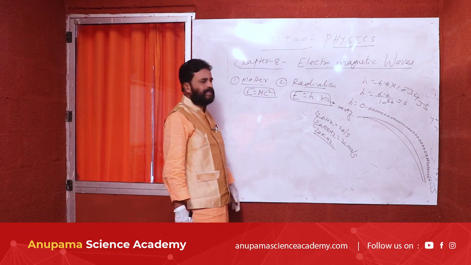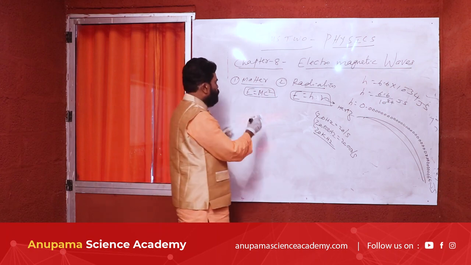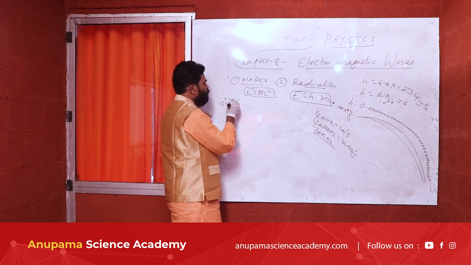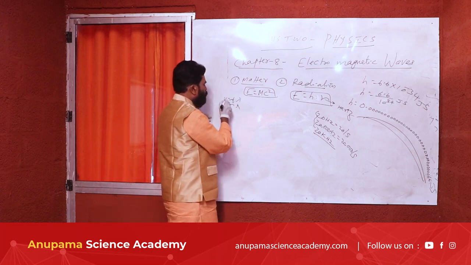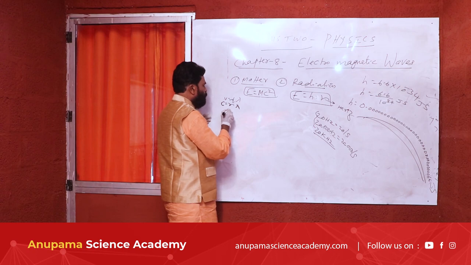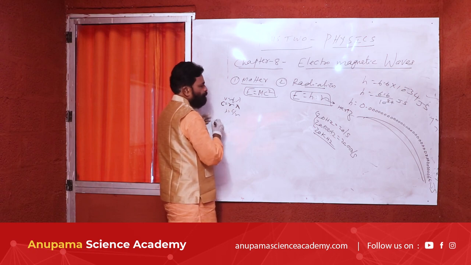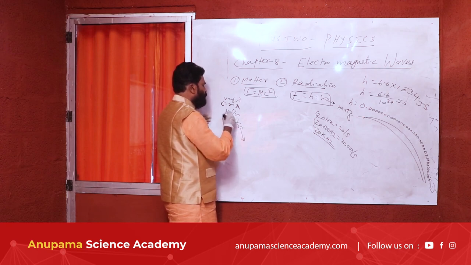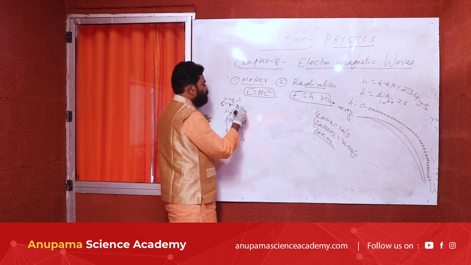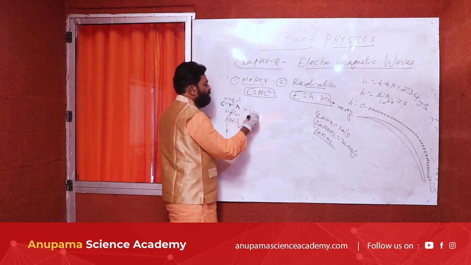Usually light is expressed in wavelength. You know c equals nu lambda, or v is equal to f lambda. v is velocity, f is frequency, nu is frequency, lambda is wavelength. So lambda equals c by nu. Lambda is proportional to 1 by nu. When frequency decreases, wavelength increases. When wavelength decreases, frequency increases. So the value of nu equals c by lambda.